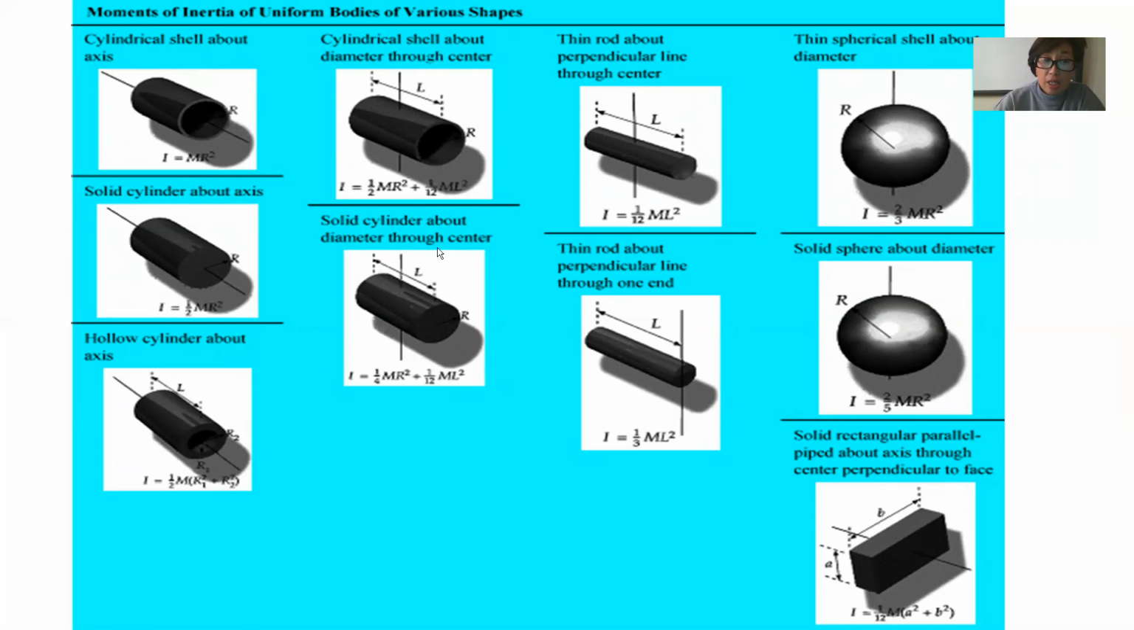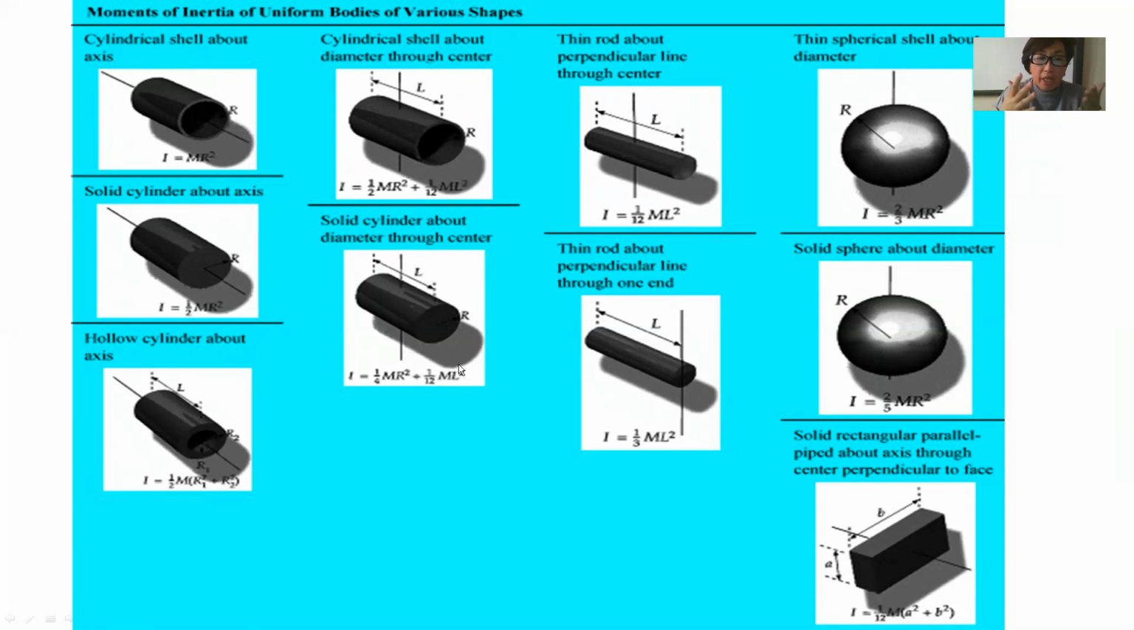And a solid cylinder about a diameter through the center. Using a solid cylinder about a diameter through the center, the moment of inertia will be 1 divided by 2 MR squared plus 1 divided by 12 ML squared, because the axis is through the center on the diameter. And we're using moment of inertia 1 divided by 2, 12 ML squared in here.